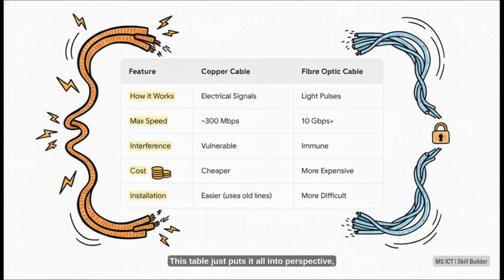This table just puts it all into perspective, doesn't it? Electrical signals versus light pulses, vulnerable to interference versus totally immune, cheaper versus more expensive. The choice between them really comes down to this clear balance of cost, performance, and, of course, reliability.